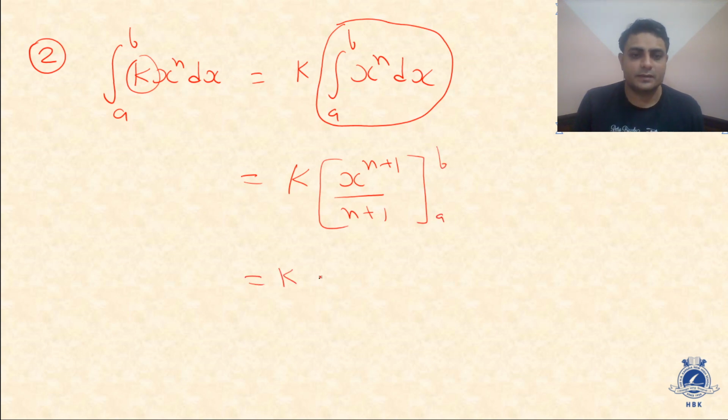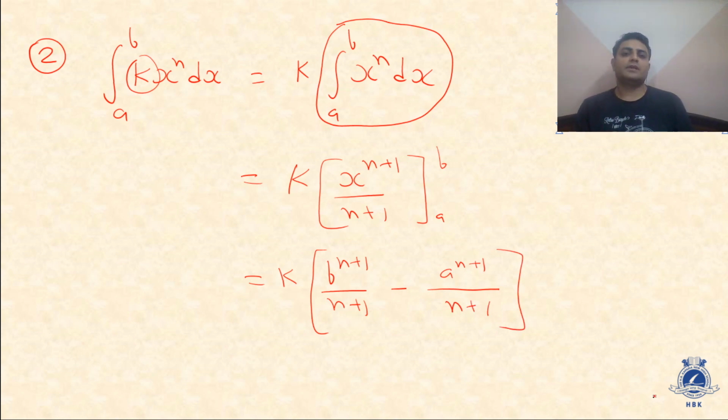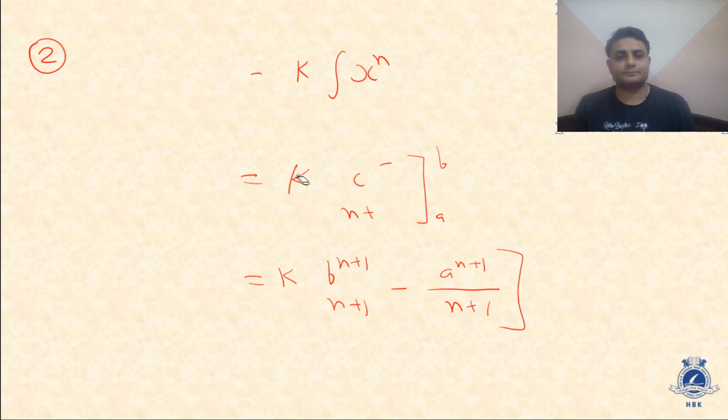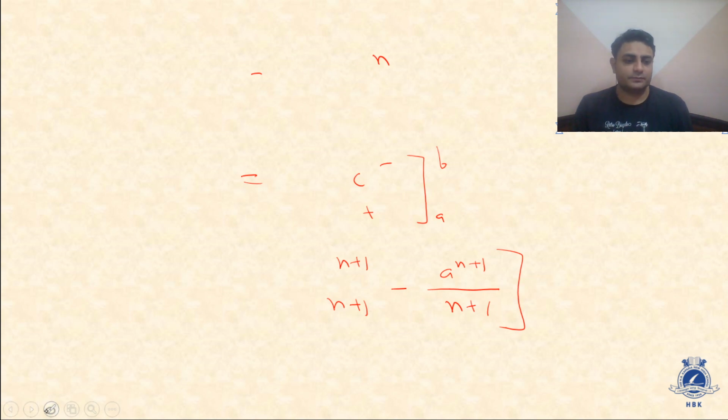That will give k times b raised to n plus 1 upon n plus 1, minus a raised to n plus 1 upon n plus 1. Okay, so this is the formula number 2 of integration. Just write down this formula. You can also write directly the answer of this thing, this one. No need to write down all the steps. Okay, so let's see some examples from this thing. Let us have some examples.